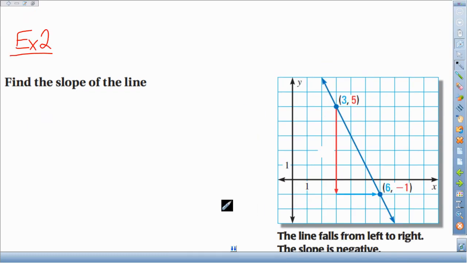Okay, let's keep on. Another one here. Go ahead and draw yourself another graph. We're going to find the slope, same directions. You probably don't need those again. Go ahead and get this and we will try it out.